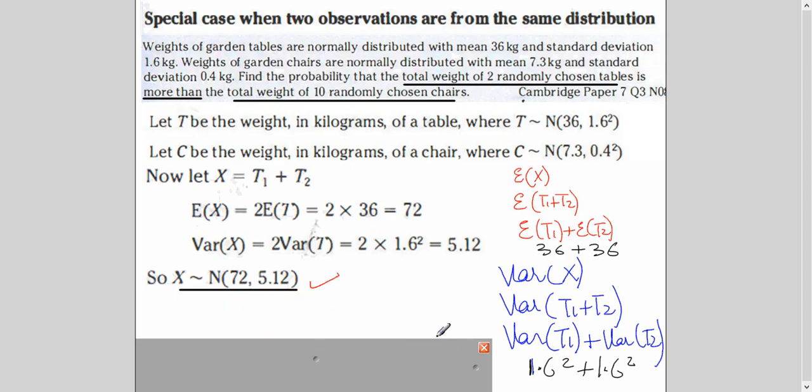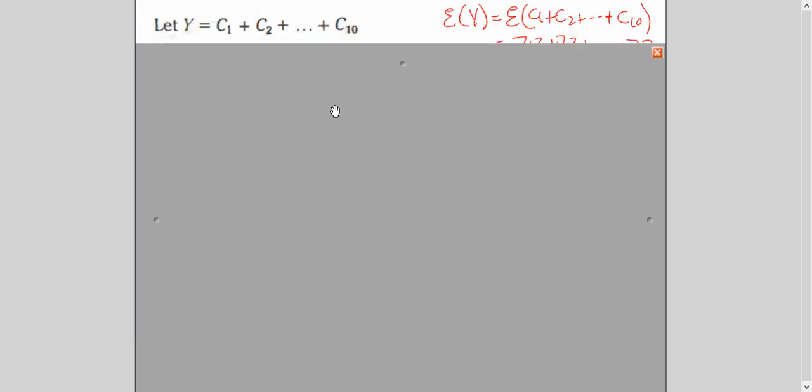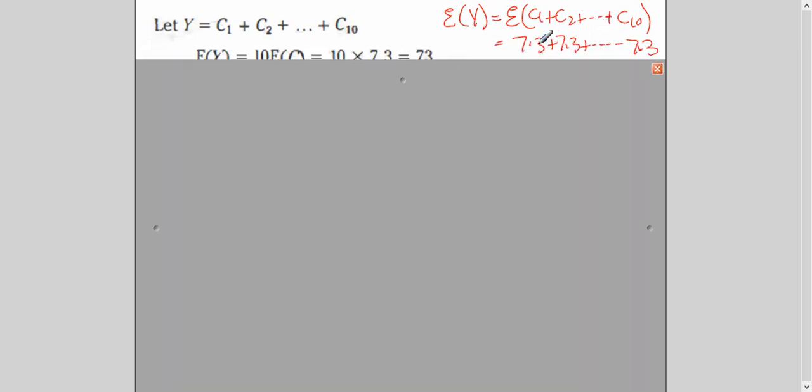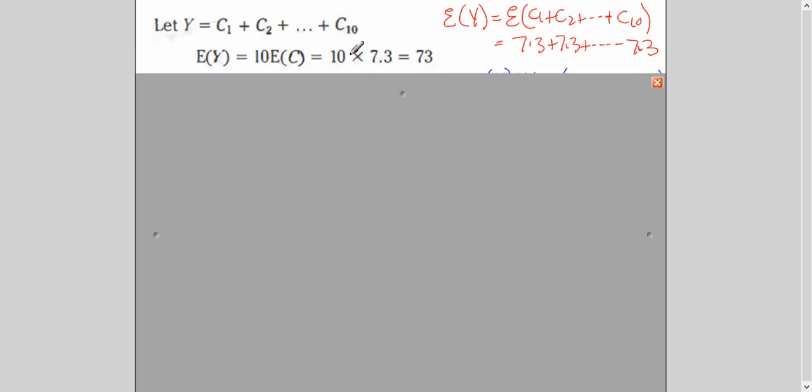So now let's take the chair. Now let's call 10 chairs equal to y. So if I'm finding the mean of y, it means I will add up their mean. The mean of the chair was 7.3. So I am adding 10 times. So I can write 10 times 7.3.